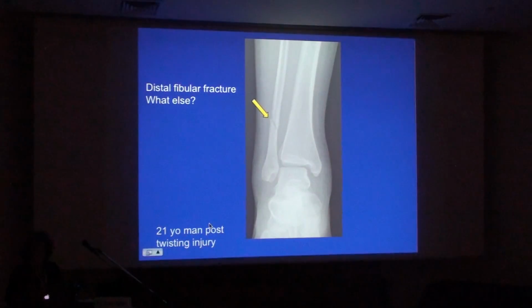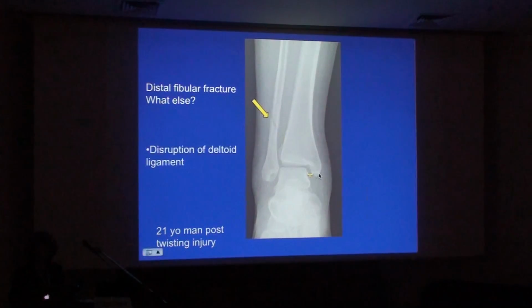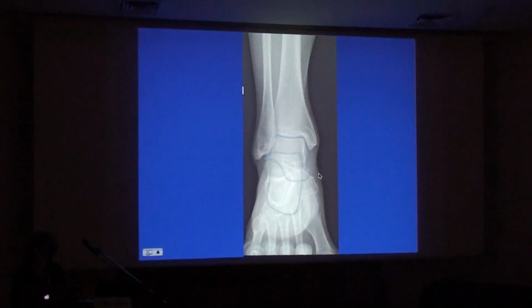Okay. And this is, again, another obvious case, right? Here you have a distal fibula fracture. You have widening. You can have lack of overlap, complete lack of overlap. So no doubt you have a tear here of the syndesmosis, and you also have a tear of the deltoid ligaments.